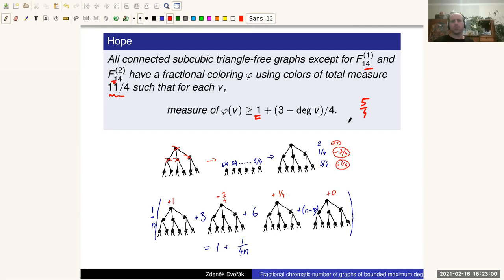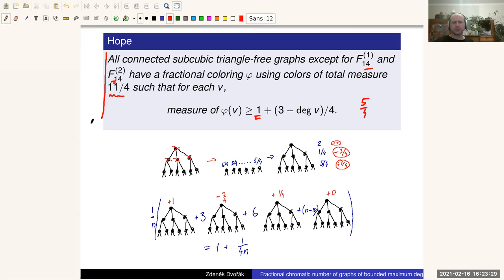That makes sense. Vertices of small degree are less constrained, so they should be easier to color. So why not? And this gives us more power for the induction hypothesis. And so, if this claim which I wrote here was true, here is a way how you can prove it.